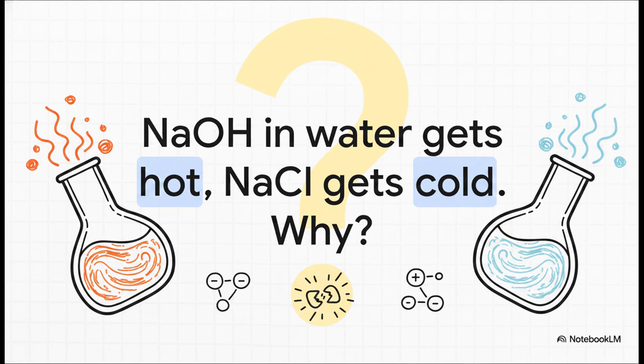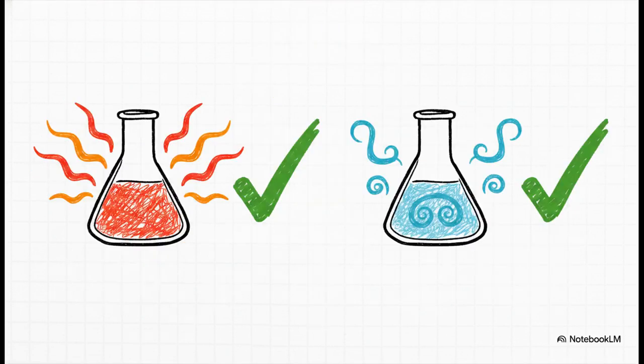You pour some sodium hydroxide into water, and the beaker starts to feel pretty warm. Then you take some regular table salt, sodium chloride, pour it into water, and the beaker gets cold. So, what is happening here? If you said the sodium hydroxide process is exothermic and the salt dissolving is endothermic, you are 100% correct. The NaOH releases heat, it's exothermic. The NaCl absorbs heat from the water, making it feel cold, it's endothermic.